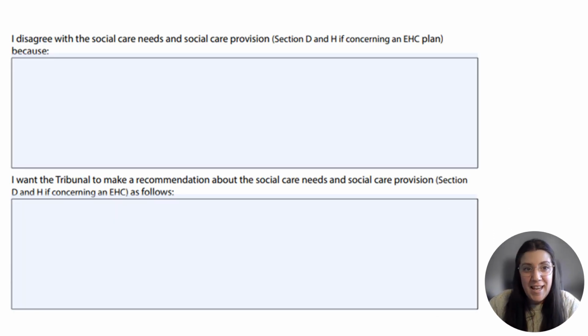And again, here we talk about the social care needs. So this is still section 4, but if you wish to make any appeal against the social care needs in section D or the social care provision in section H, then again you fill in these boxes. If you are not making appeals about the social care provision or the social care need in the EHCP, then there is no need to fill these boxes in.